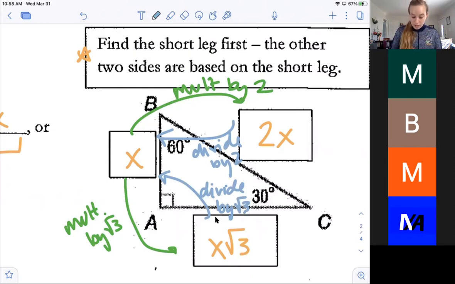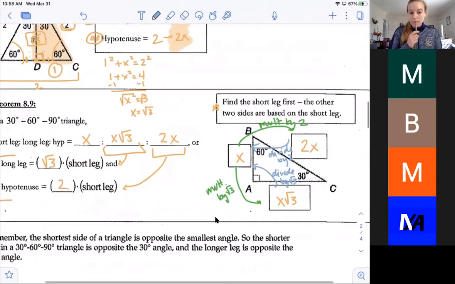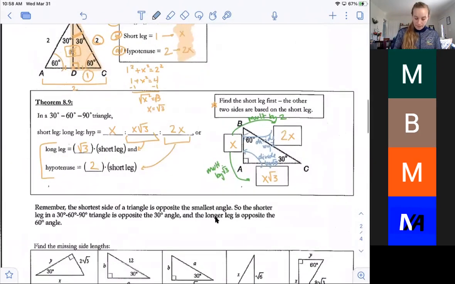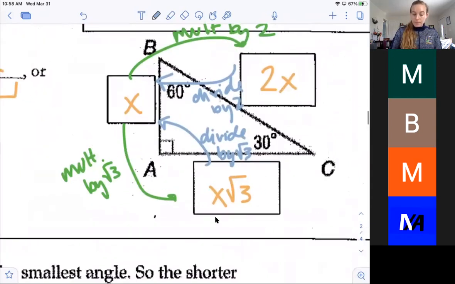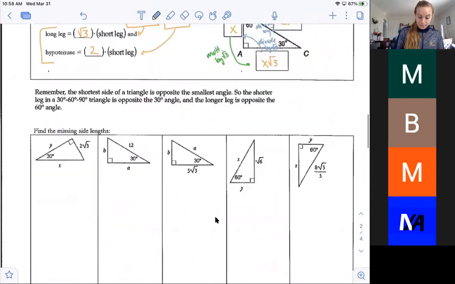Anybody have any questions so far? For all ratios, all kind of what am I multiplying or dividing by? All right, I've got 5 examples I want to go over before class is over. Any questions on what I've done so far? Okay.